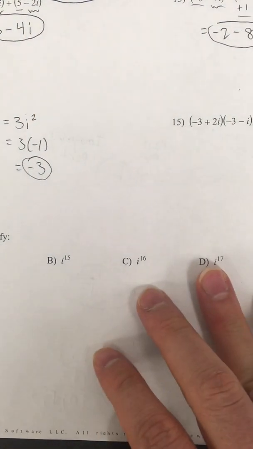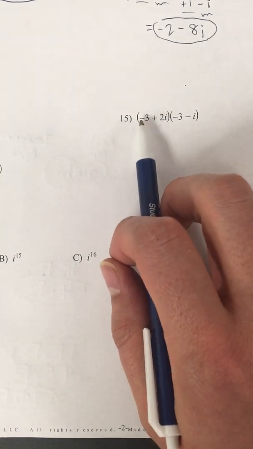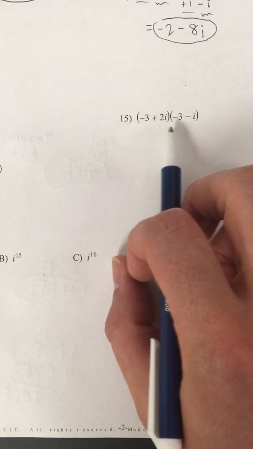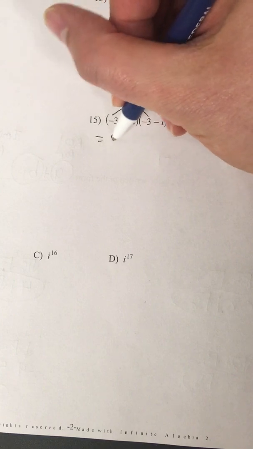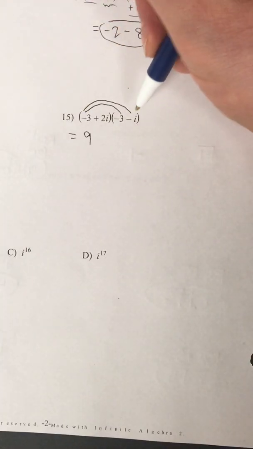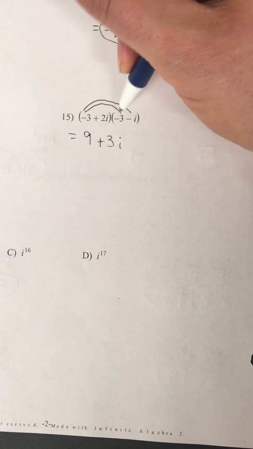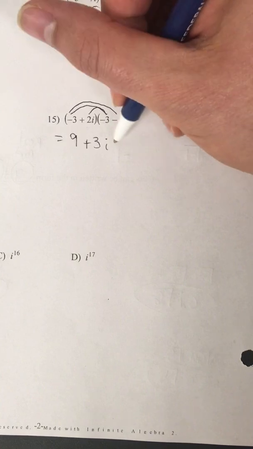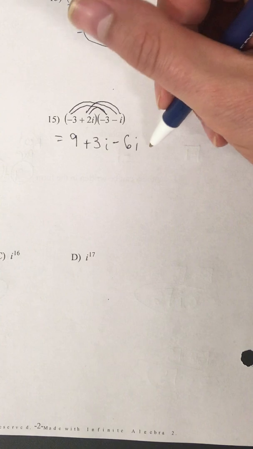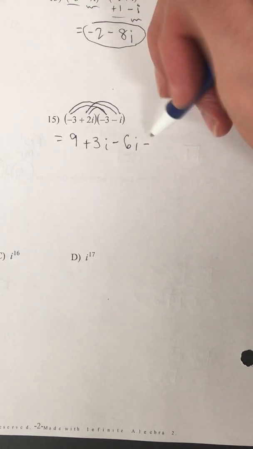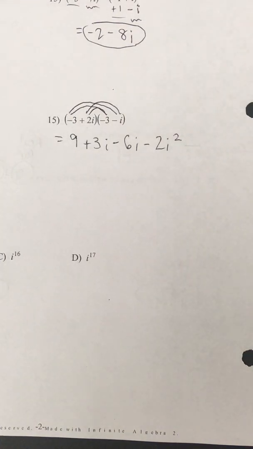All right, so when I'm multiplying number 15, when I'm multiplying each of these out, it's kind of like FOIL. I'm distributing each of these to each of these. So -3 times -3 would be positive 9. -3 times -i, that's going to be a plus 3i. And then 2i times each of these. 2i times -3 would be -6i. And 2i times -i, that's going to be, what is that? -2i squared. All right, so there's my work.